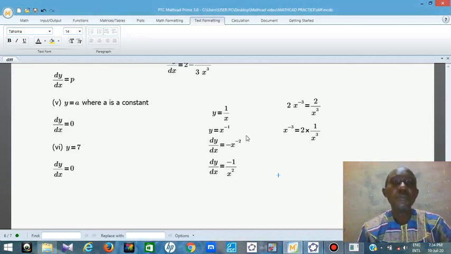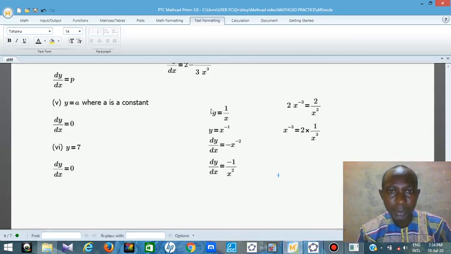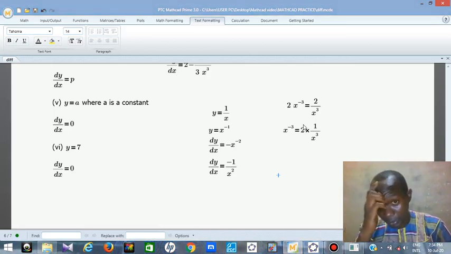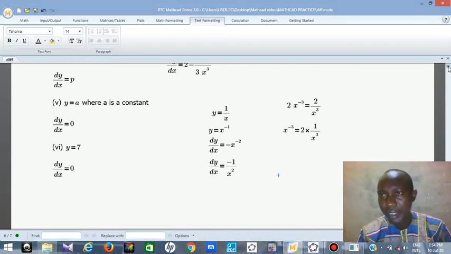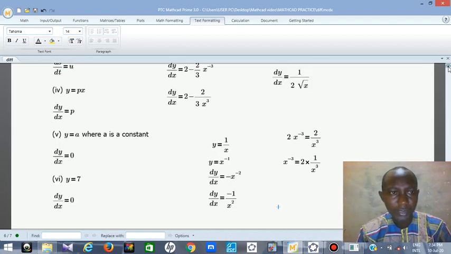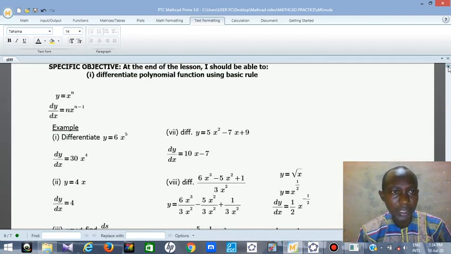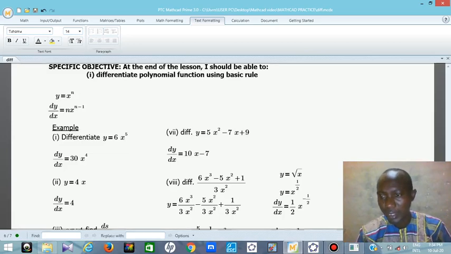So you have so many problems like this in differentiation. That's why I took my time to review all these with you. So this is how you differentiate basic polynomial functions. Take note of everything we did today, starting from the basic rule of differentiation, how we applied it in solving all these simple examples we have here, coming to this type of example, and just like that.